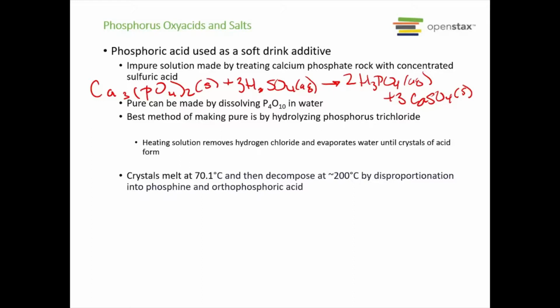Again, the best method of making more pure phosphoric acid is to hydrolyze phosphorus trichloride. So we take some PCl3 and water, and that gives us phosphoric acid and some HCl. If you take the solution and heat it up, you remove the hydrogen chloride from it, the HCl, and then the water will evaporate until we get crystals of the acid actually forming.